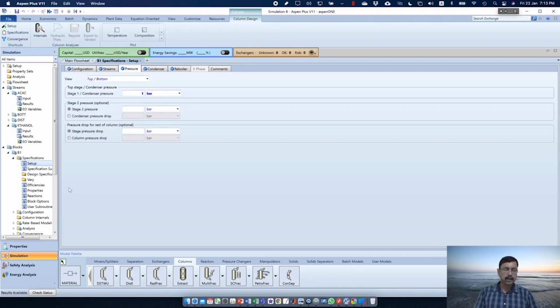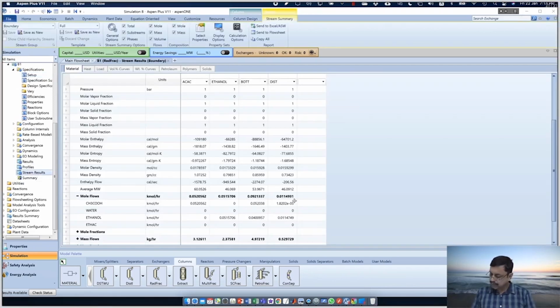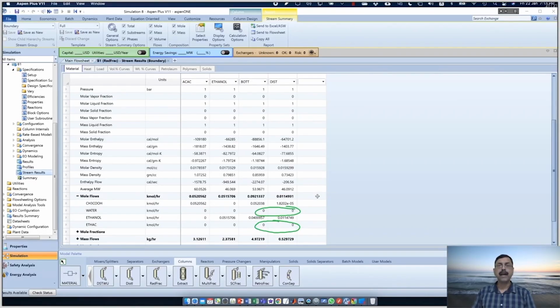So the run is complete. We can see the result. So this is the stream result we have. Here you can see that there is no trace of water and no trace of ethyl acetate in the distillate and bottom either. Why so? Because we have never indicated that there is a reaction happening.